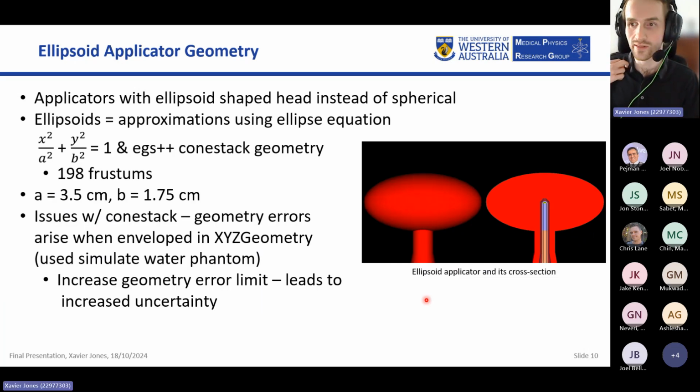Applicators with an ellipsoid shape head instead of a spherical one were produced. The ellipsoids are an approximation employing the ellipse equation indicated here and the EGS++ cone stack geometry. Using Python code, an approximate ellipsoid using 100 cone stacks was produced. The ellipsoid produced in this study had short and long axis dimensions of 1.75 and 3.5 centimeters respectively. An issue with the cone stack geometry occurred whereby geometry errors arose when developing the ellipsoid in XYZ geometry. Hence, the geometry error limit was increased, which can lead to the increased uncertainty that will be presented later on in the results.